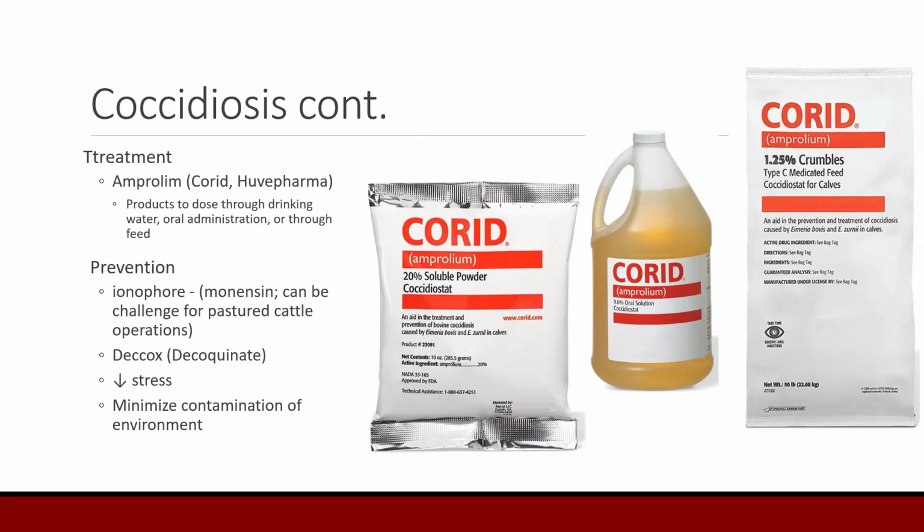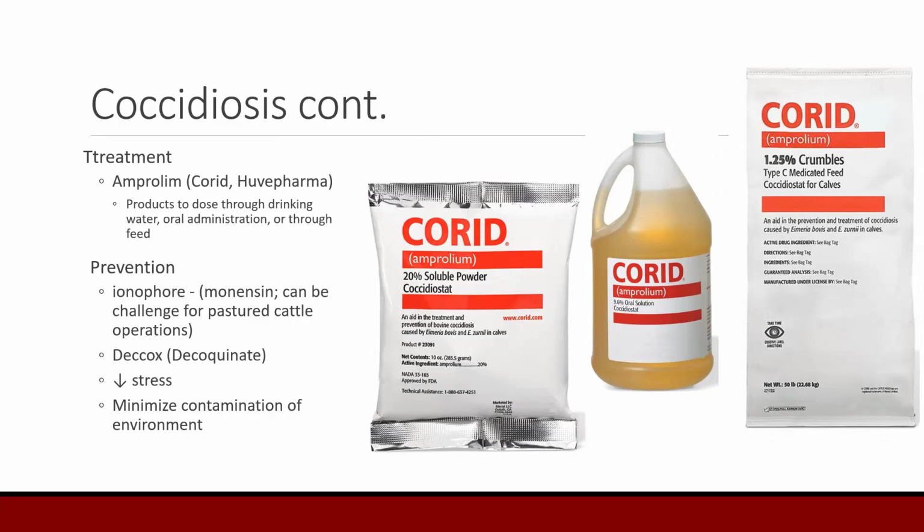Treatment, you can have treatment with amprolium. So the commercial name is Corid. There's a lot of different routes you can get Corid into an animal. There's an oral drench. You can feed it to them through a powder that you mix in their ration. You can offer it to them in their water. Okay. Prevention, chiefly ionophores, namely monensin, trade name Rumensin.